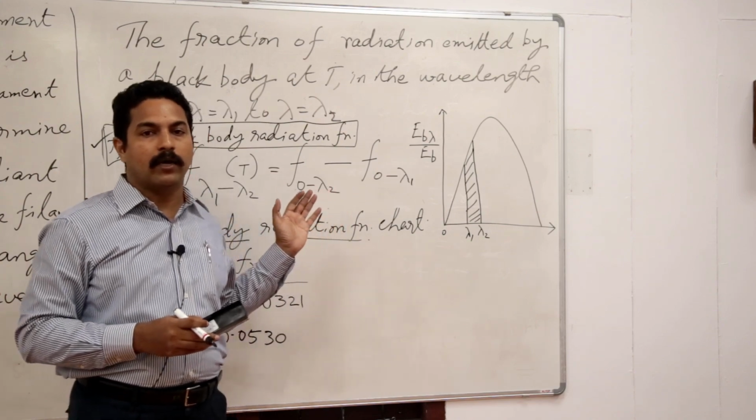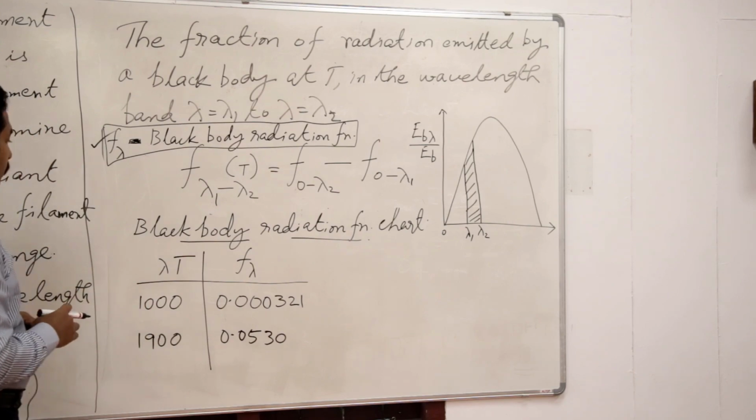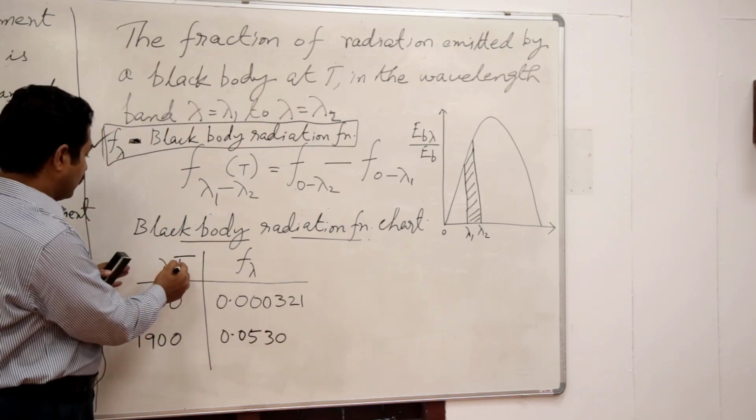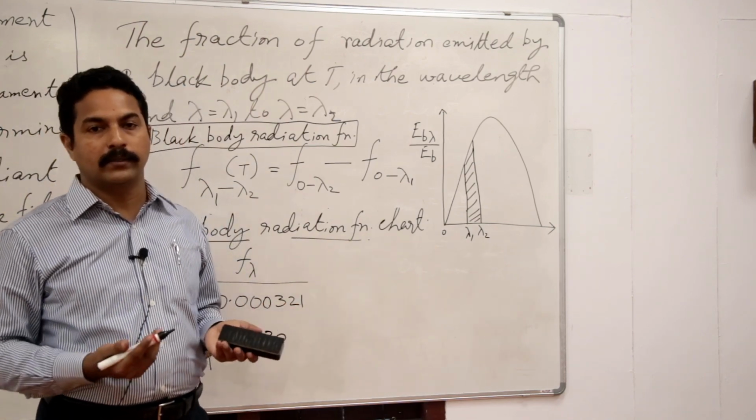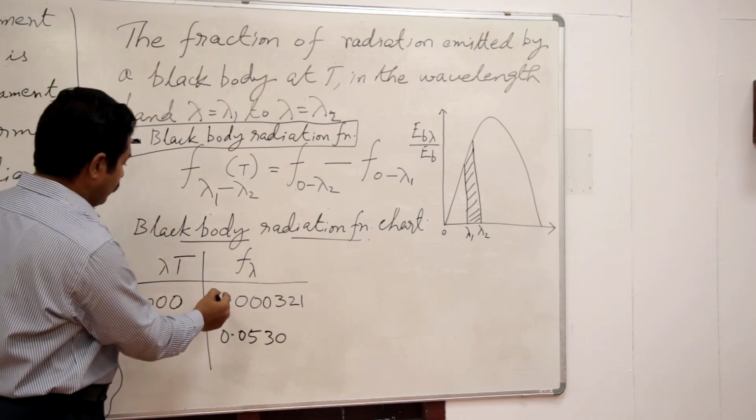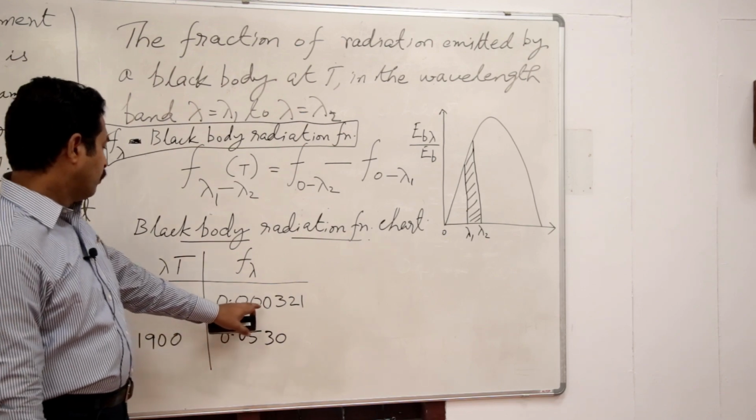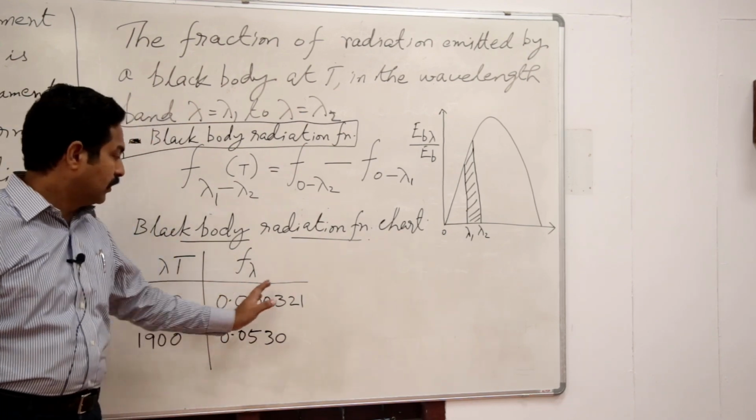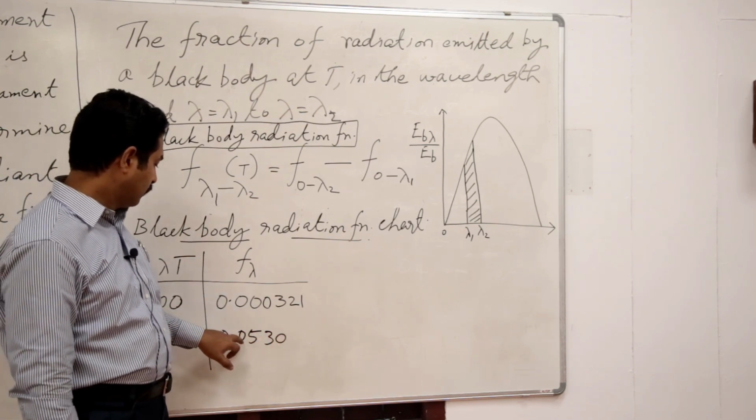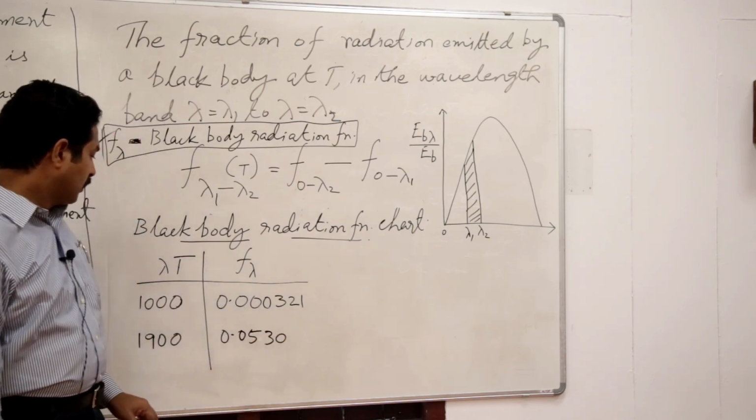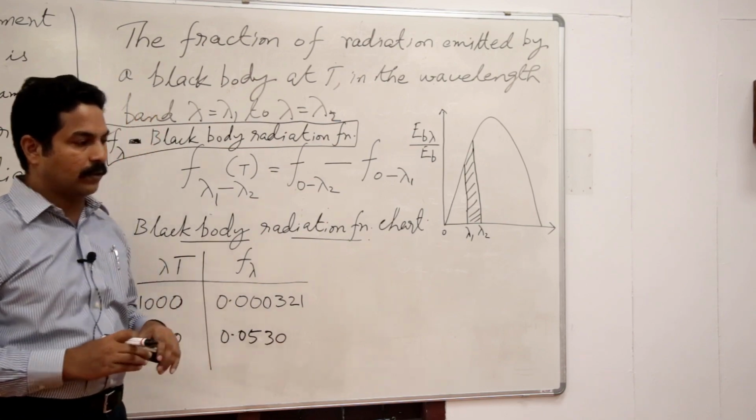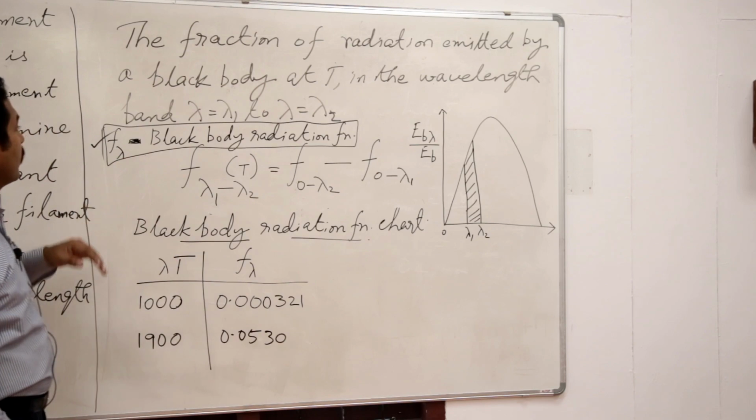So people have already found out and recorded how much is the fraction of radiant energy emitted by a black surface. For the Blackbody radiation function chart, a particular lambda is given, and we have to multiply it with the temperature. Sometimes the temperature is given as 300, 500, something like that. Then lambda T, suppose lambda T is 1000, then this Blackbody radiation function is 0.00321. That means only 0.03% is radiating. Suppose this value is 1900, then we multiply by 100, and only 5% of the radiation energy is emitted. So this is regarding the Blackbody radiation function.